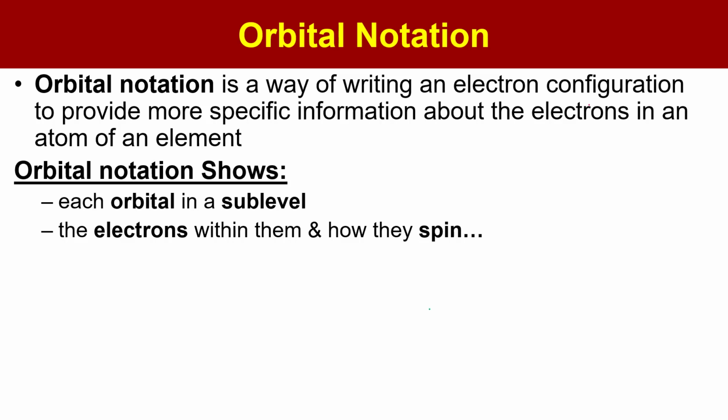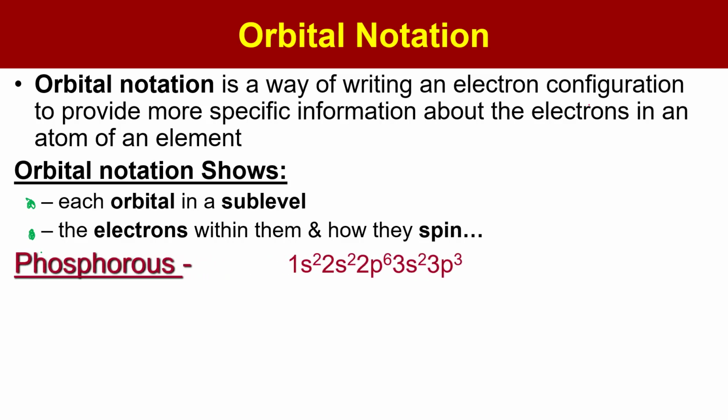What orbital notation is going to show us is each orbital that is in a sublevel and the electrons within that sublevel and specific orbitals and how they spin. Here's an example. Let's say I wanted to write orbital notation for the element phosphorus. Well, I have to begin by writing my regular SPDF electron configuration, which I see here. And phosphorus is the 15th element. There are 15 electrons. So the electron configuration is 1s2, 2s2, 2p6, 3s2, 3p3.